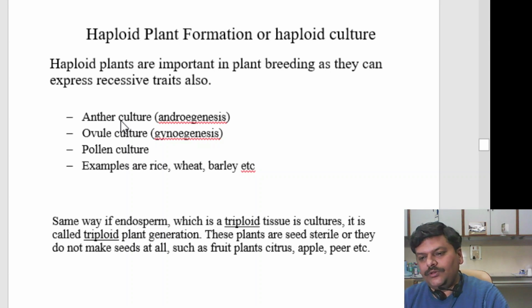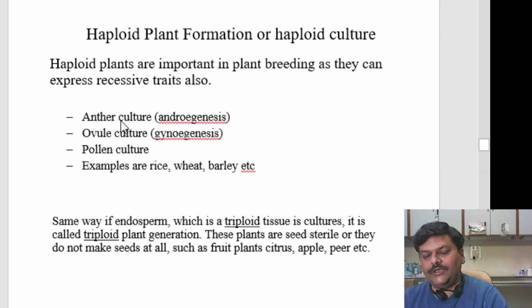And I'm sure you know that in flowering plants or angiosperms, when sexual reproduction happens, there is a term called double fertilization. So fertilization actually happens two times. The first fertilization gives rise to the embryo, and the second fertilization gives rise to the endosperm in the seed.